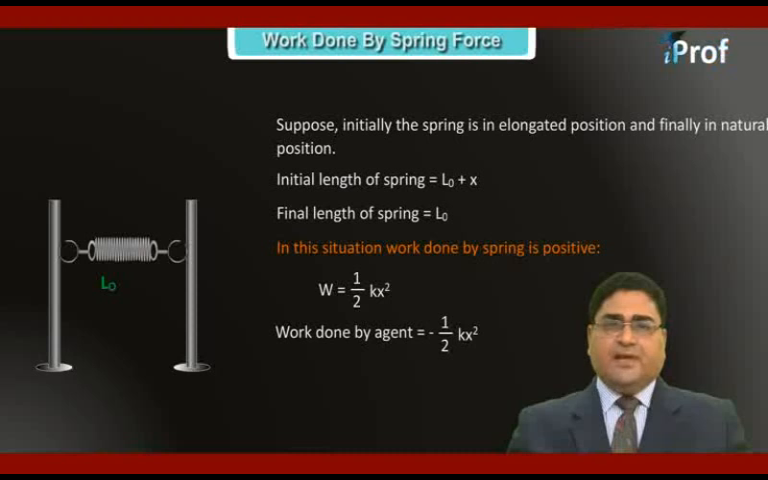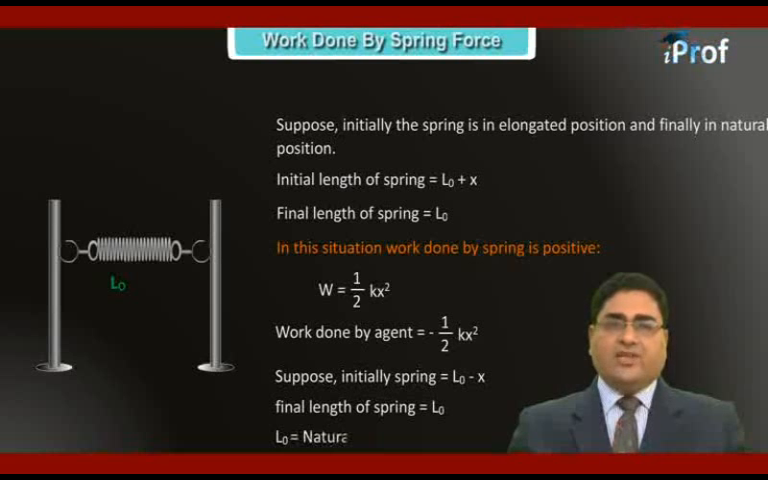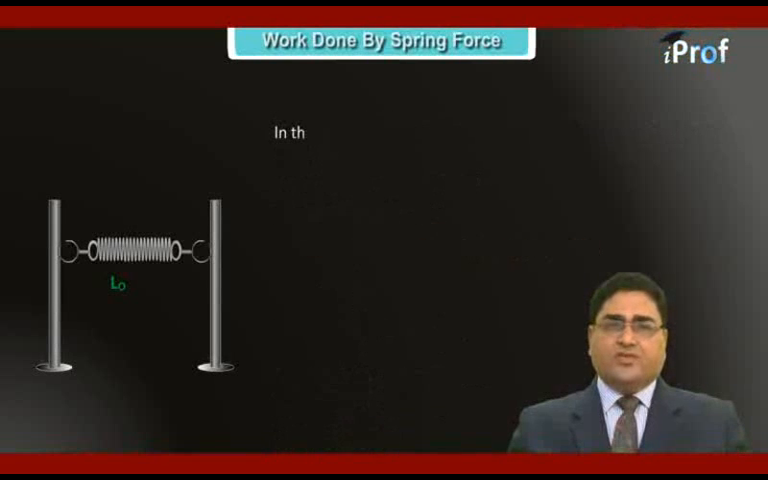Suppose initially spring is in compressed position and finally spring is in natural position. Suppose initial length of the spring is L0 minus x and final length of the spring is L0, where L0 is natural length. In this situation also, work done by spring is positive, that is equal to half kx square.